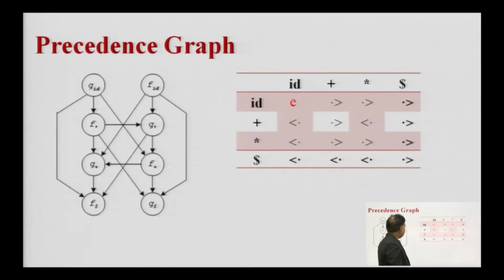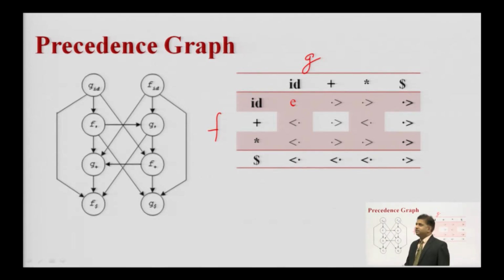So, for example, this is my precedence table which has F and G. First I create a node for each terminal symbol. So, this is my F id, this is my G id, right. Similarly, this is my F star, this is my G star, this is my G plus, this is my F plus, F dollar and G dollar. So, the first step is to create a node for each terminal symbol.